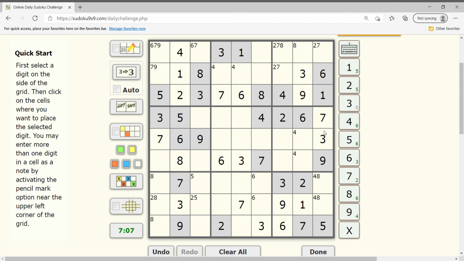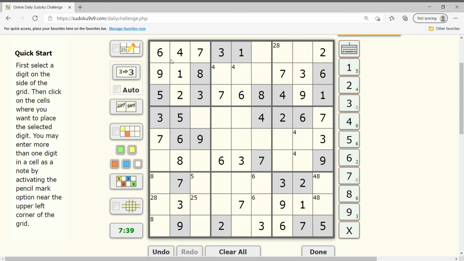This cell has to be 9. Obviously this has to be 6. And this is 7. Okay, now, of course this is not 7. This is 2. This cell has to be 7. This has to be 8.